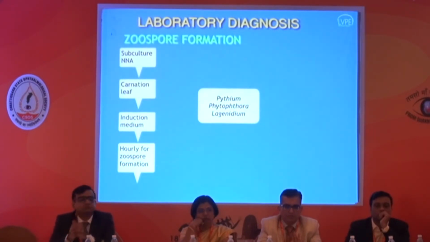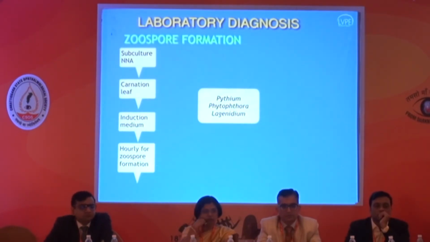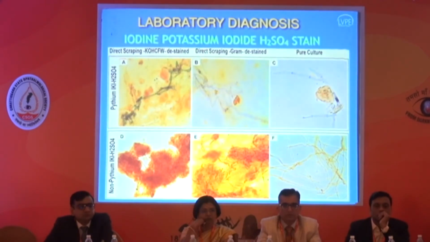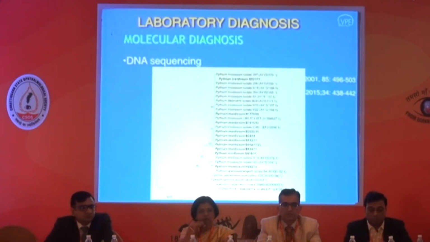You can demonstrate zoospore formation using a very complicated technique with a carnation leaf, and a new staining technique that's been described using 60% H2SO4, where it looks blue. And you can appreciate this picture on top here, where you can easily appreciate Pythium, but fungus does not take up that stain. So you can also sequence it using a sequencer.